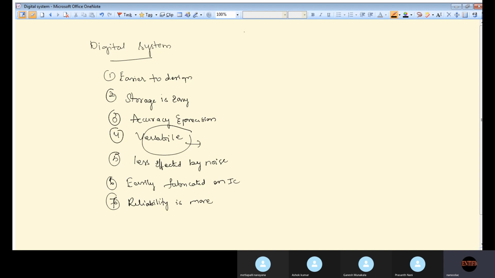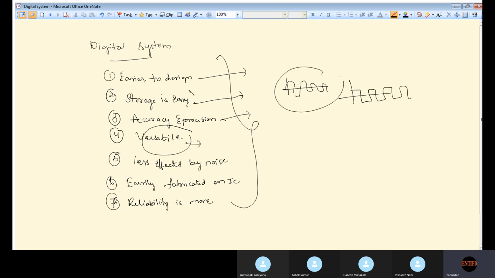So overall, these are the advantages of digital systems. Why? Because storage is easy and less memory is required to store digital data. Design will be very easy, since we are using zeros, ones and some logic. As for accuracy, even if the signal is received like this, you can retrieve it back. Even if voltage levels vary a bit, they are still accurate.